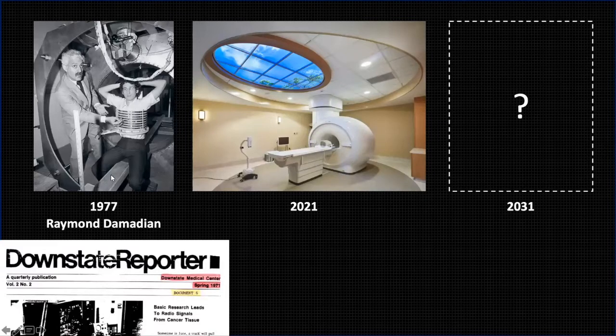And you can see here Raymond Damadian, an underappreciated, in a sense, scientist. I'm saying underappreciated because unfortunately he didn't win the Nobel Prize together with Lauterbur and Mansfield. And you can see here, and I encourage you to take a look at this news clip, Downstate Reporter from 1971, where he already predicted and claimed that MRI and NMR would be used to detect cancerous lesions in the body.